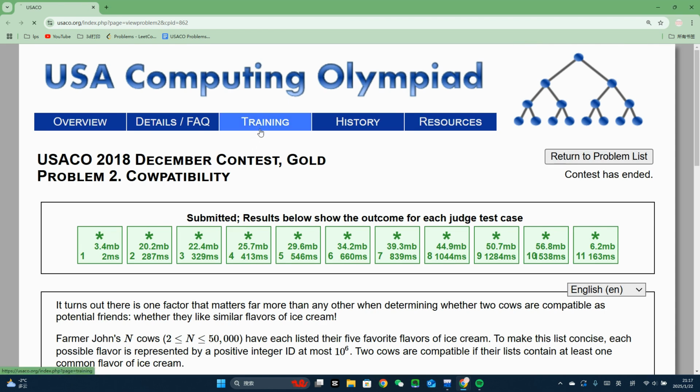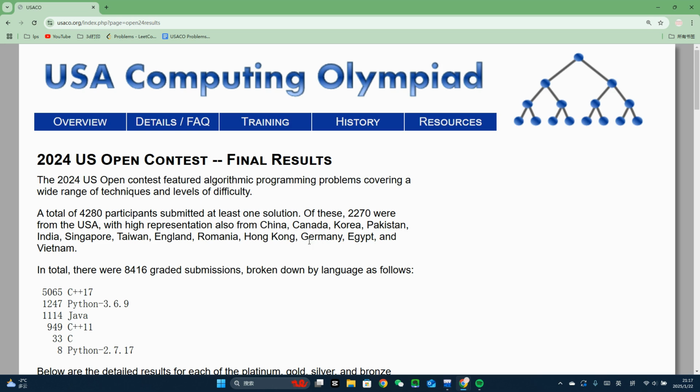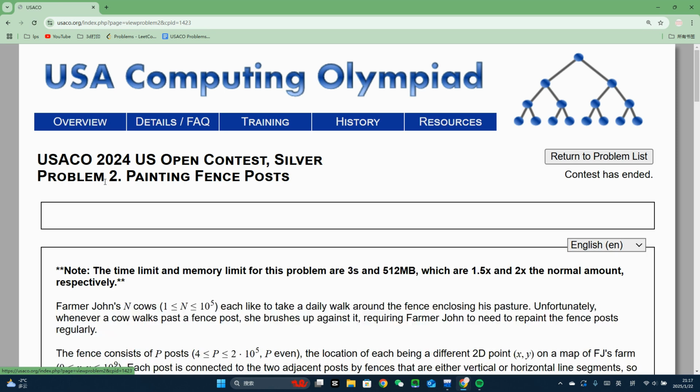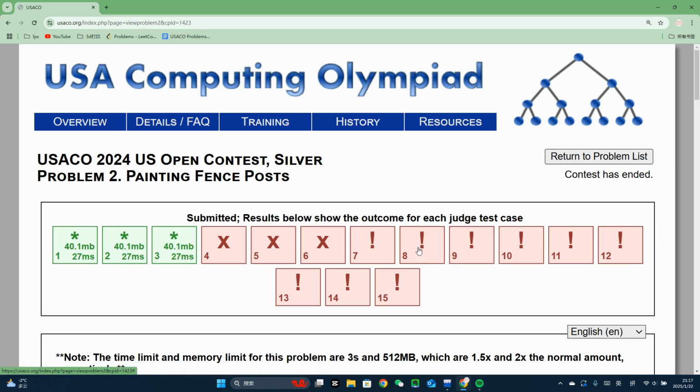I should have done a long time ago, and that is the USACO 2024 U.S. Open contest and the last problem, Painting Fence Posts. And as you can see, I didn't solve it. Well, it's a really, really complicated problem. It's the hardest silver problem that I've seen in my life, I'm pretty sure, yet.